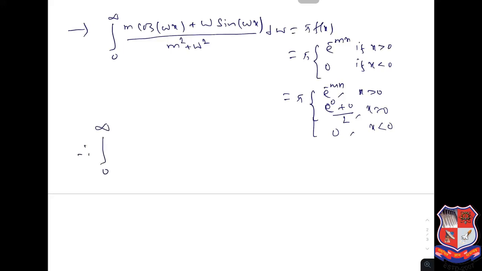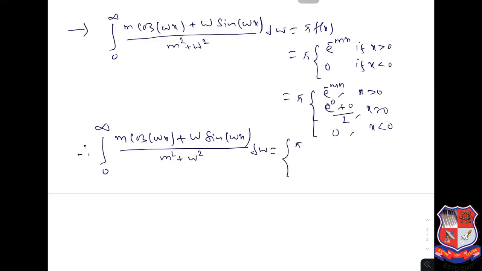so therefore integration 0 to infinity, m cosine omega x plus omega sine omega x over m square plus omega square, d omega, equals pi e power minus mx if x is greater than 0, then this e power 0 is 1, so this is 1 by 2, and pi multiplied, so this is pi by 2 if x equal to 0, and 0 if x less than 0. So that is the answer.